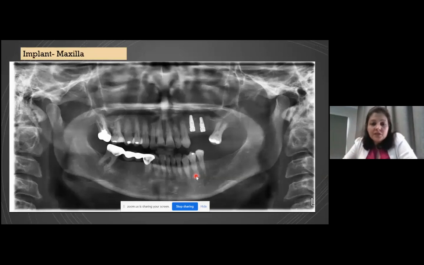This is another patient with an example of a maxillary implant. It is important to notice that the implant should not be close to the floor of the sinus and should be away from the sinus floor. It makes you understand that it's important to note that you are within safe normal bone.